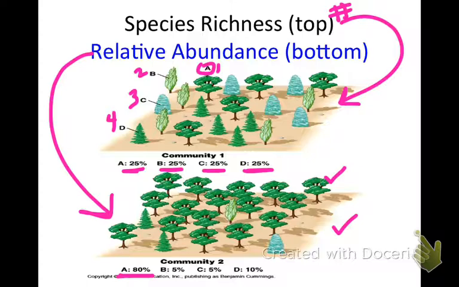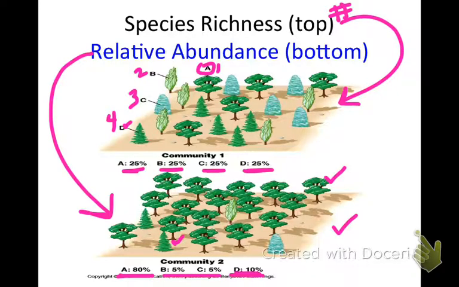Well, if we look at species D, if we look up here, it's this little fella. He only makes up 10%. He's the second largest population in this community. And then B and C, our other 2 plants, they make up 5%.